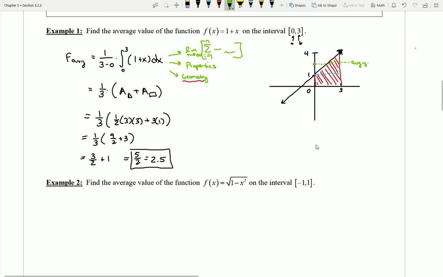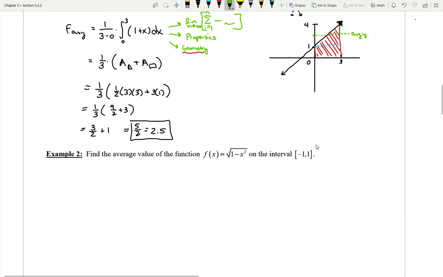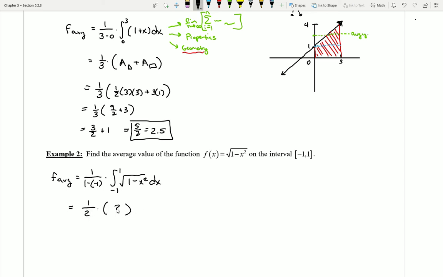Let's try this process again here on example number 2. Again, I'm being asked to find the average y value for this function on a given interval. So I would start by saying that my f average can be calculated by doing 1 over b minus a, so that's 1 minus negative 1, times the area underneath this particular curve. So I can easily see here that this is 1 over 2 times, again, whatever this area would actually be.